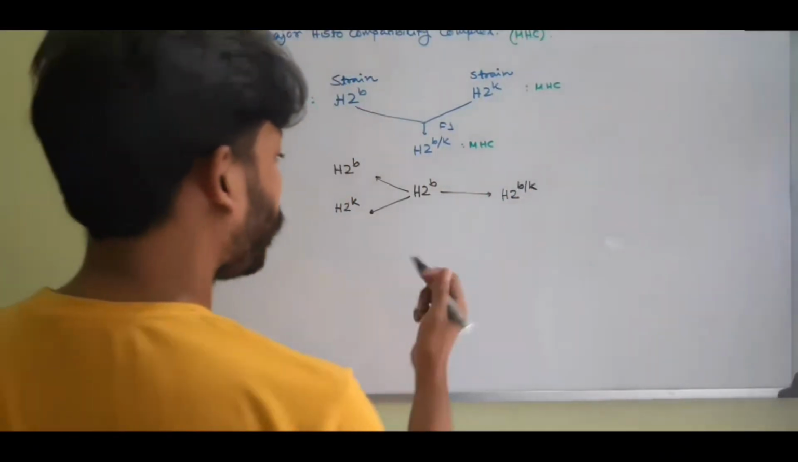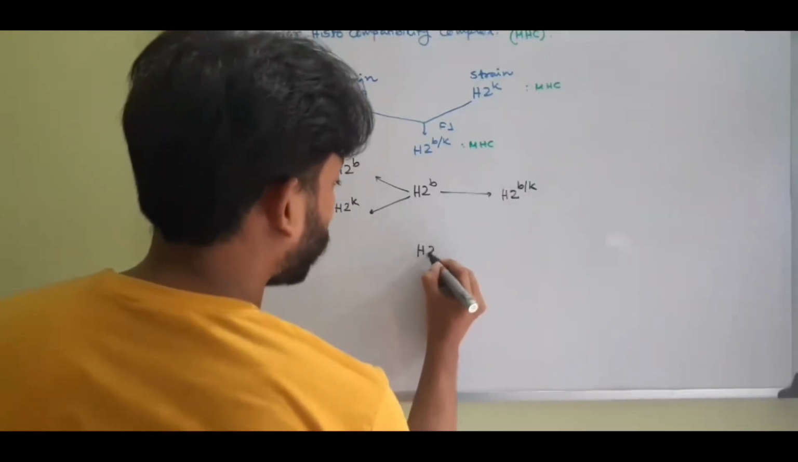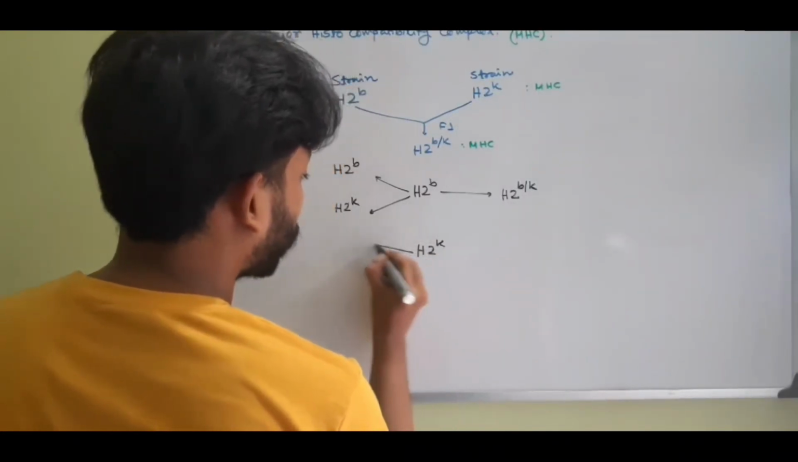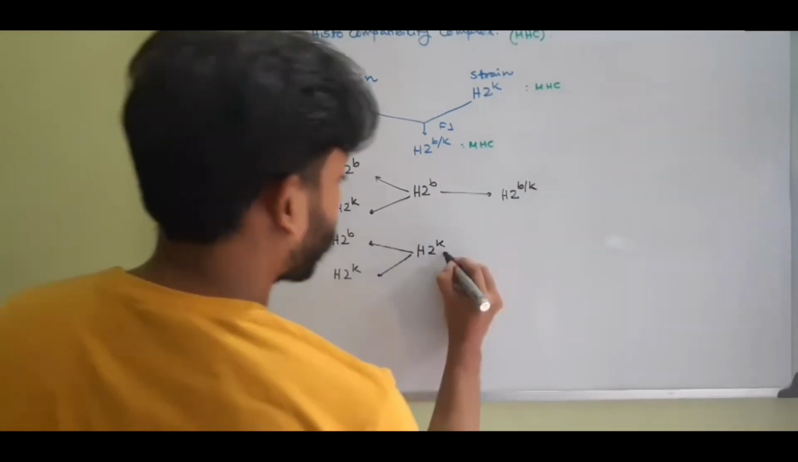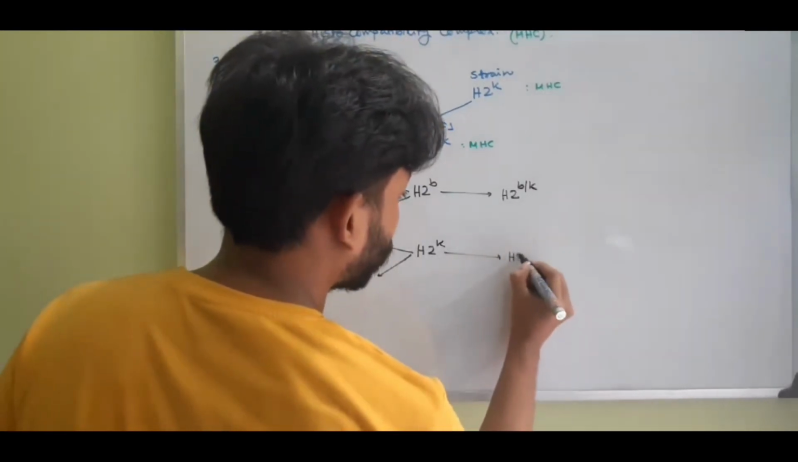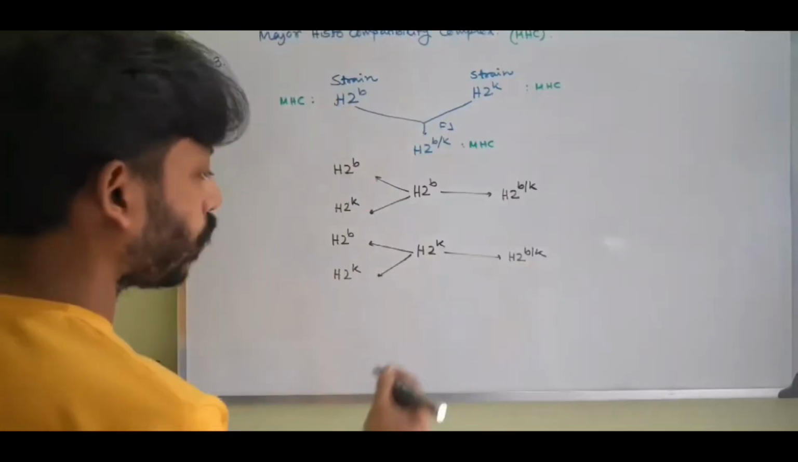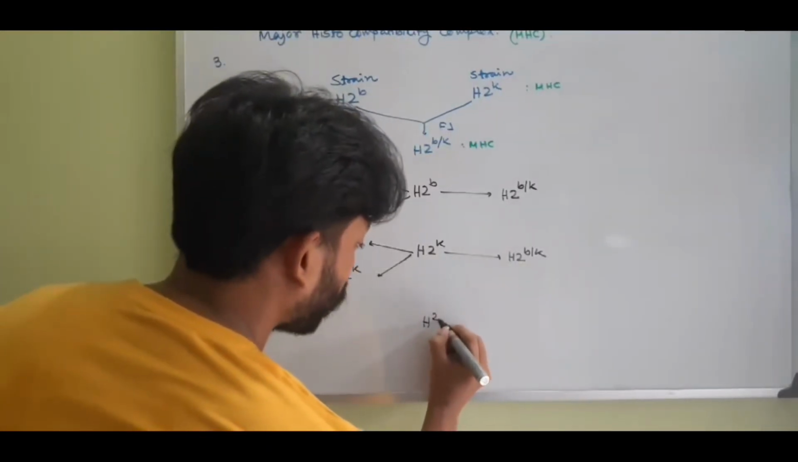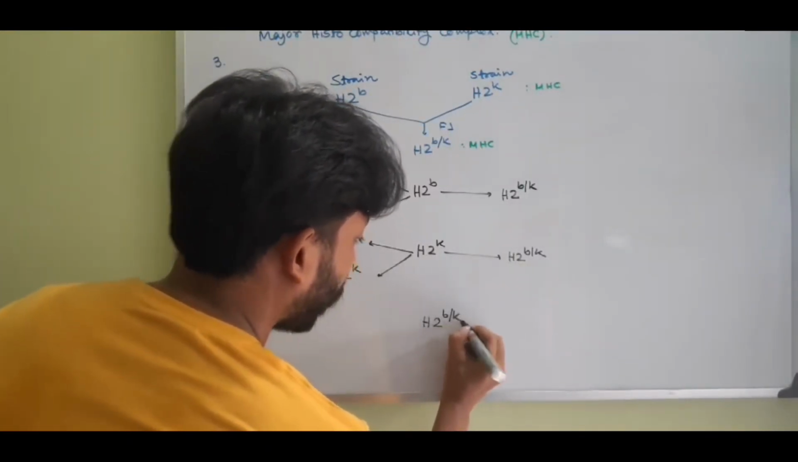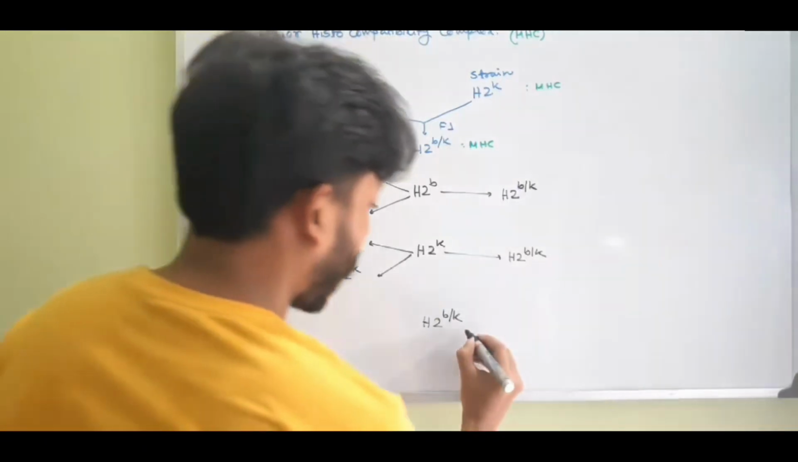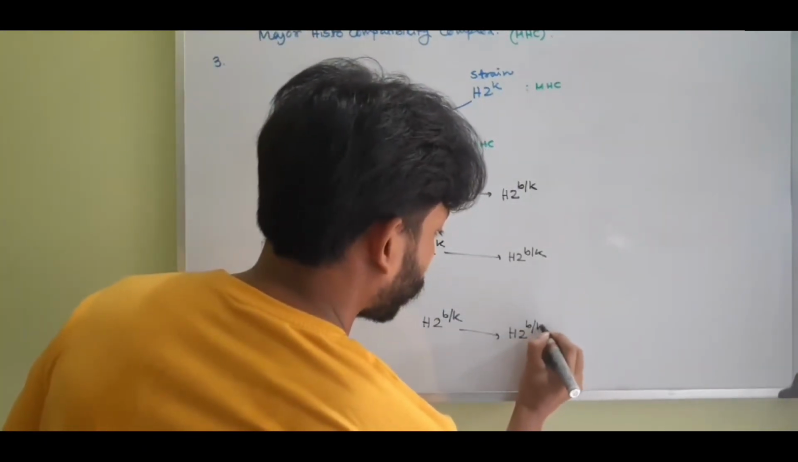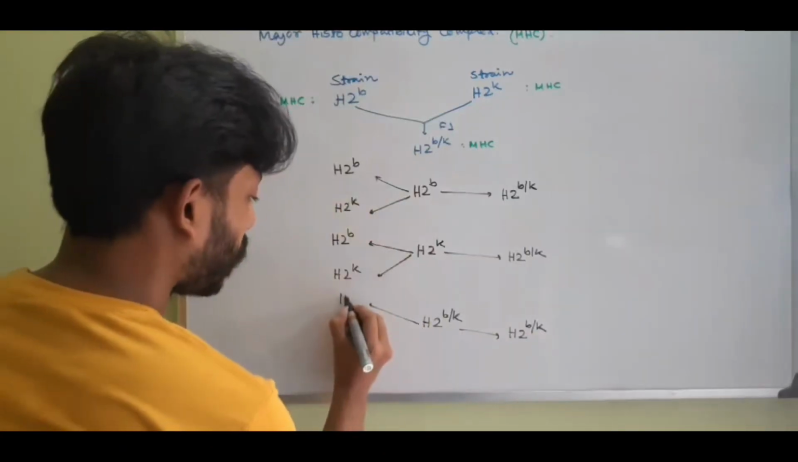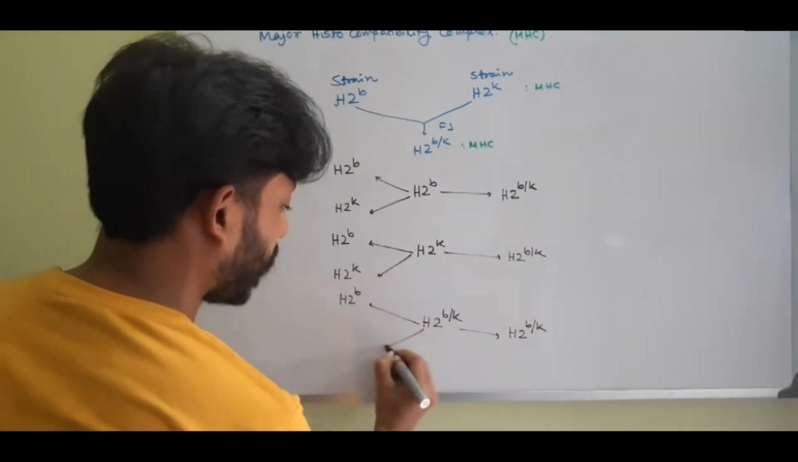They performed another experiment. They took H2K mice and transplanted tissue from H2K to H2B, H2K, and also the F1 generation, that is H2BK. And they also performed another experiment. They took the H2BK strain and transplanted tissue to H2BK mice, H2B mice and H2K mice.